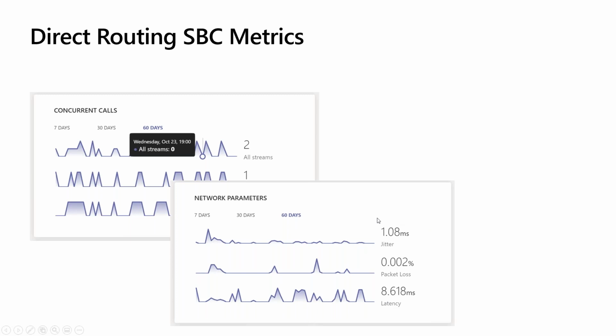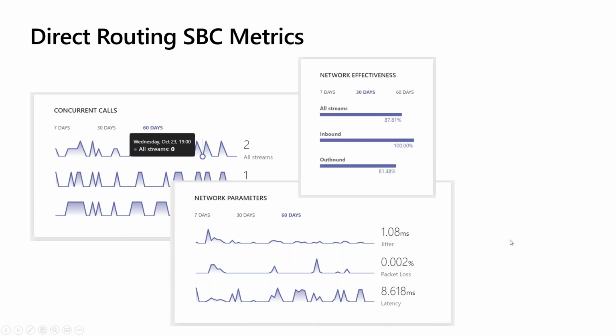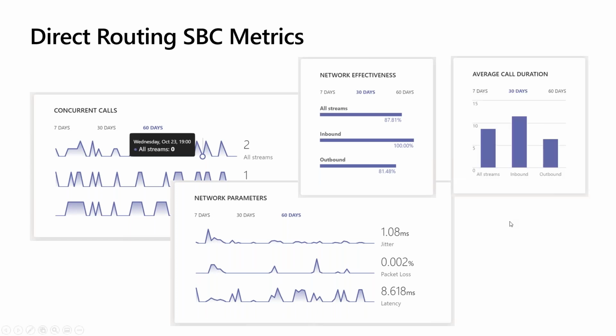If this SBC is hosted somewhere and the network connection is bad, this will be really visible. So we have to fix that. And then we have some network effectiveness and then the average call duration, if that's important for you.